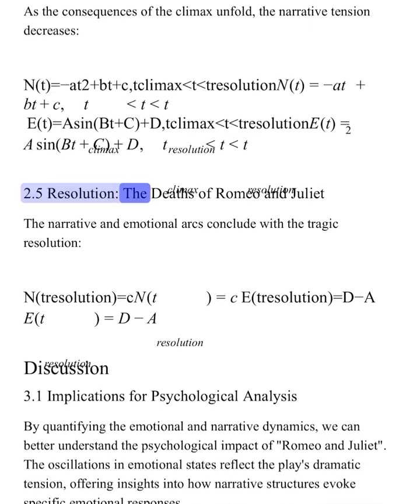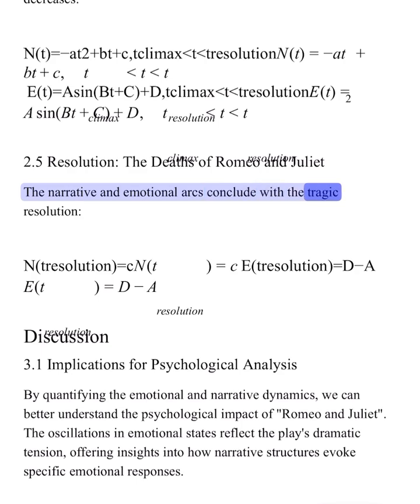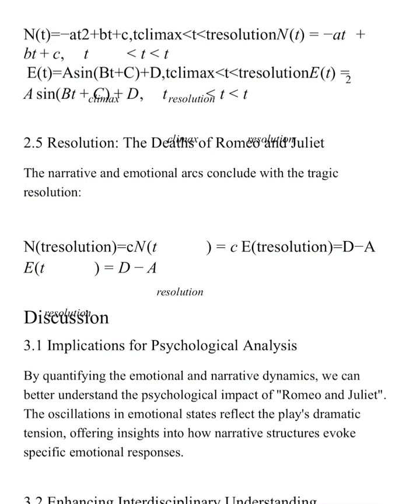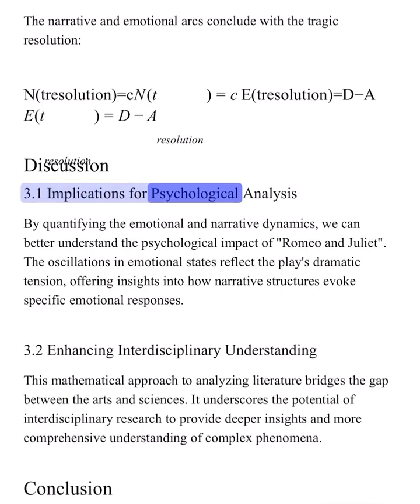2.5 Resolution: the deaths of Romeo and Juliet. The narrative and emotional arcs conclude with the tragic resolution. N(t_resolution) = N_resolution, and E(t_resolution) = E_resolution. 3. Implications for psychological analysis.